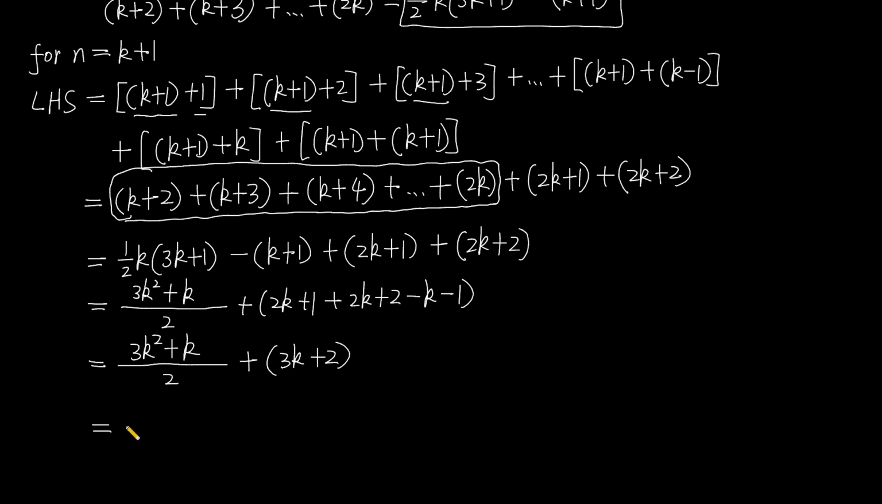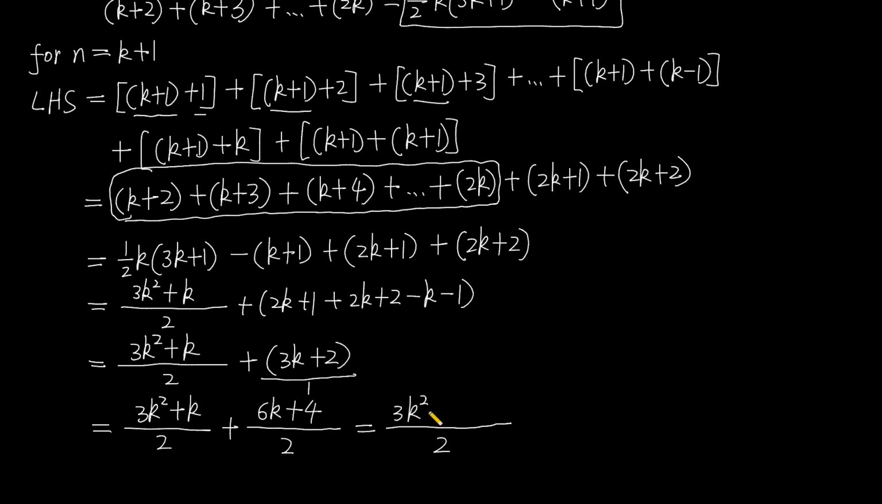Now this equals 1 over 2, 3k squared plus k, then plus, we can see this as 3k plus 2 over 1. Now we multiply 2 on the top and the bottom. So this is 1 over 2, here is 6k plus 4. Then this equals 1 over 2, 3k squared plus 7k plus 4. This equals 1 over 2 multiply k plus 1, then 3k plus 4. So this is the left hand side.